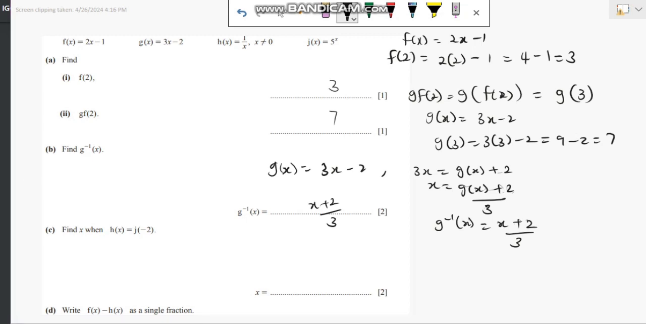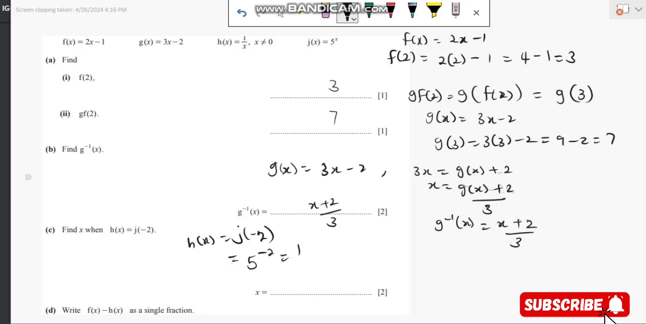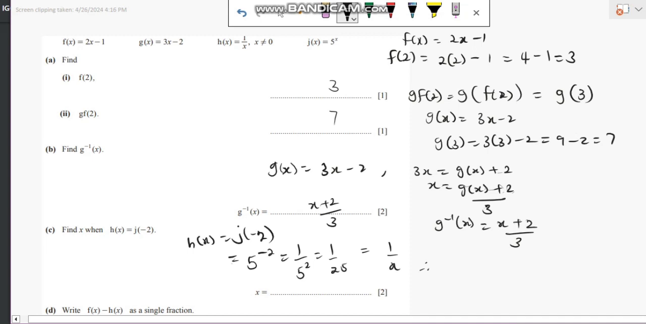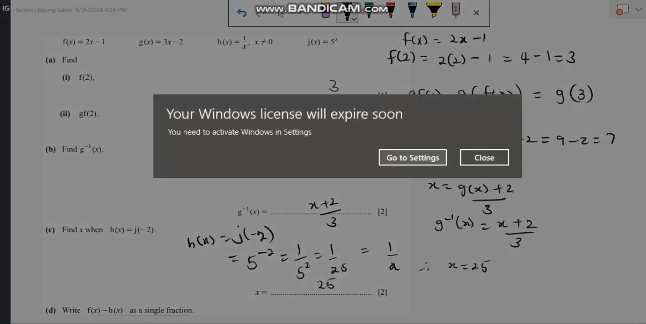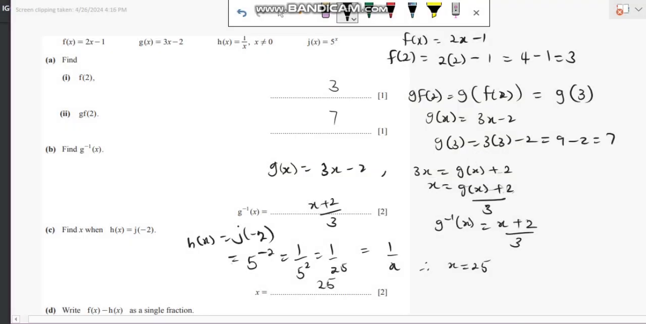So for h of x, to do the last, h of x equals j of minus 2. So our j of minus 2 is 5 raised to the power minus 2, which is 1 over 5 squared, which becomes 1 over 25. So we compare it with h of x to get our x. H of x is 1 over x. So by that, if you take the reciprocal, you can see that x equals 25. So the answer for this x is 25.